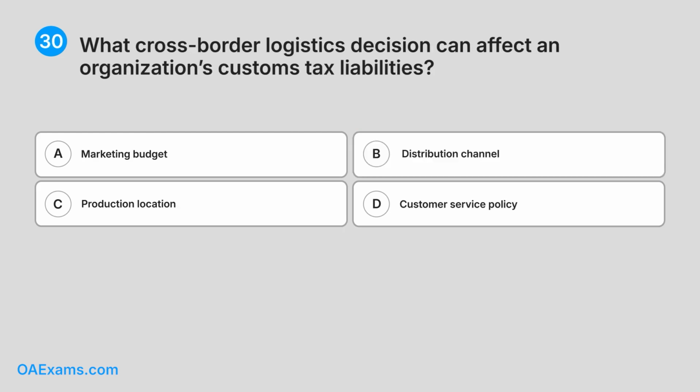30. What cross-border logistics decision can affect an organization's customs tax liabilities? A. Marketing budget. B. Distribution channel. C. Production location. D. Customer service policy. Do you know the answer?